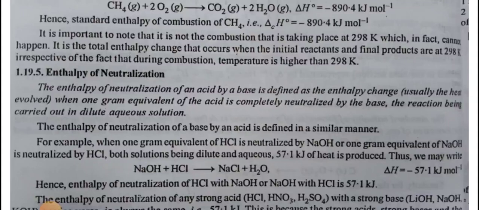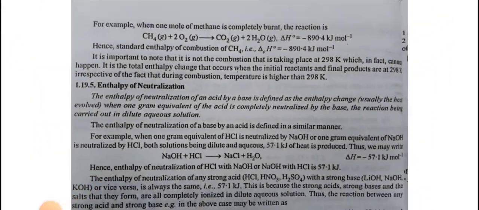For example, when 1 gram equivalent of HCl is neutralized by NaOH, or 1 gram equivalent of NaOH is neutralized by HCl, both solutions being dilute and aqueous, 57.1 kJ of heat is produced. Thus, we may write NaOH + HCl = NaCl + H2O, ΔH is equal to -57.1 kJ per mole. Hence, the enthalpy of neutralization of HCl with NaOH or NaOH with HCl is 57.1 kJ.